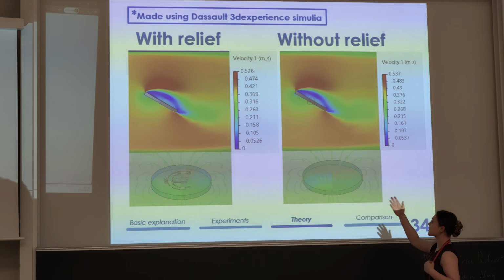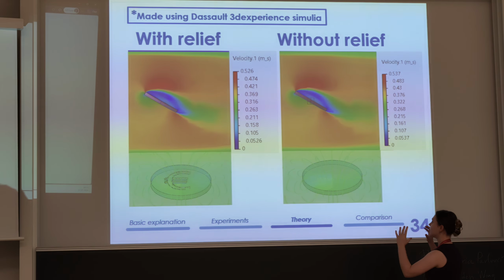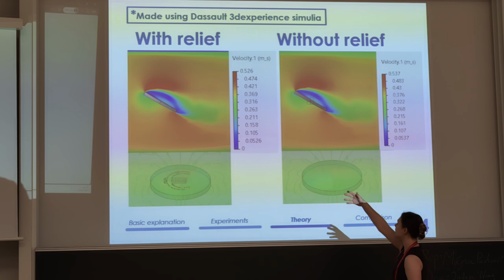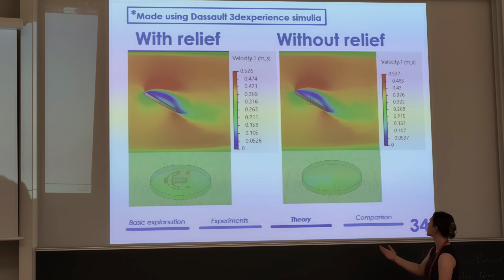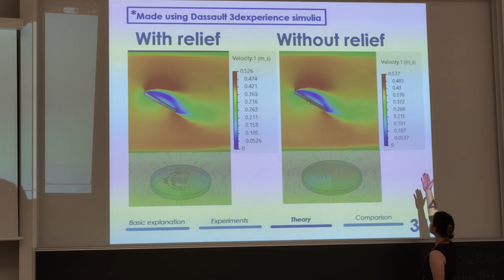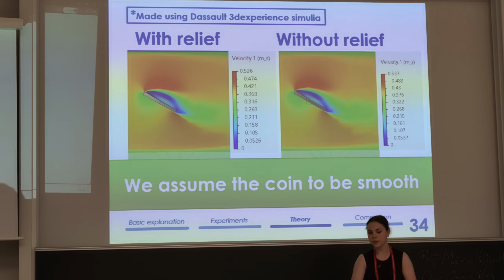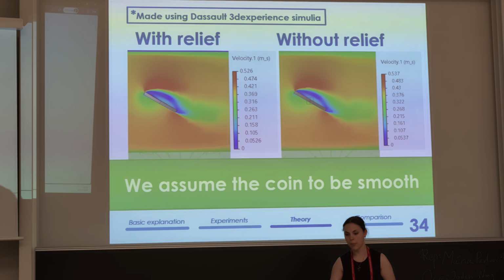Then we made CFD using Dassault 3DEXPERIENCE. This is just to check if we can discard the relief of the coin, whether it is negligible. Yes, it is, because if we look at the velocities, they differ only slightly, so it is completely okay to assume the coin to be smooth.